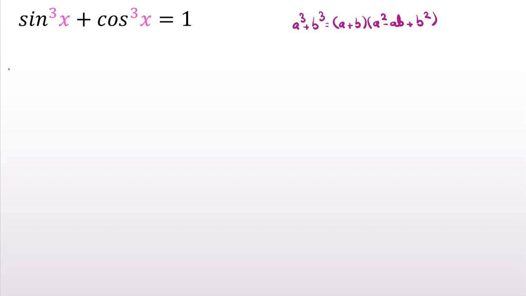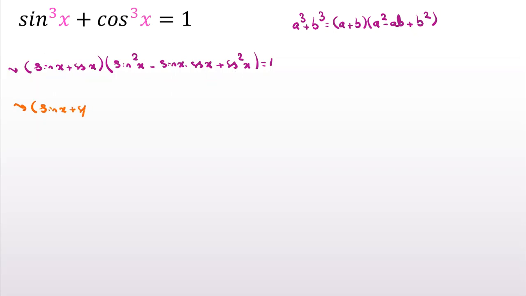So if we apply it here, it will be sine x plus cos x times sine squared x minus sine x times cos x plus cos squared x equal to 1. In this part, we know that sine squared x plus cos squared x is 1. So we can conclude that sine x plus cos x times 1 minus sine x cos x equal to 1.